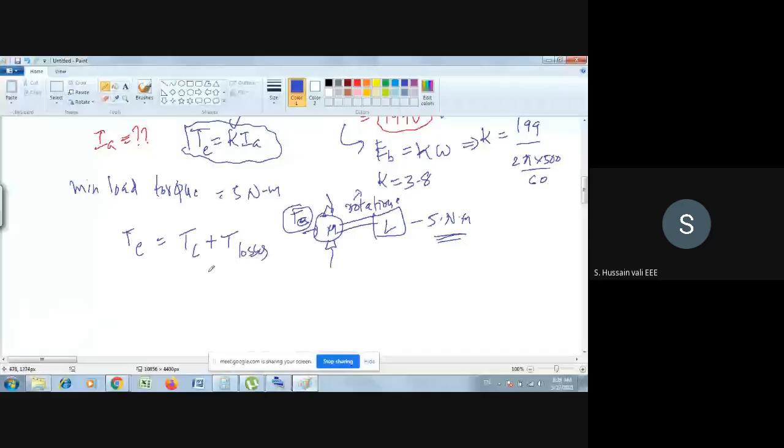So electromagnetic torque we have to find out, then it is nothing but load torque plus torque due to losses. Yes, this is the formula we will use to find out the electromagnetic torque. In the problem he has given the load torque as 5 newton meters. So it's very simple. What is left now is that we have to find out the torque due to losses.